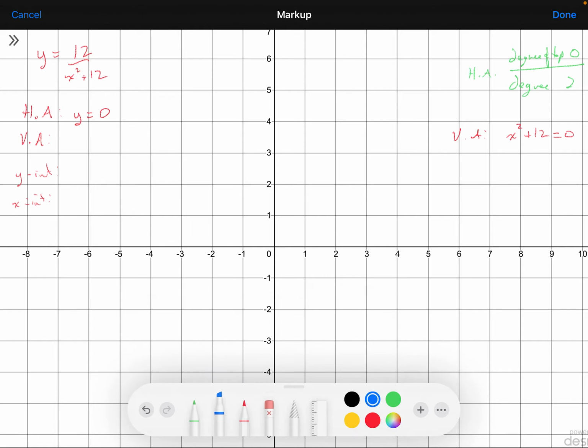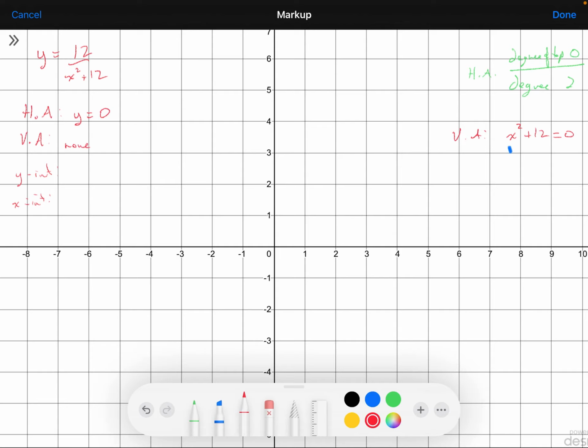Now let's go back to the original equation. Since any number x, when you square it, is a positive number, when is a positive number plus 12 equal to 0? Never. Since the positive number and 12 are both positive numbers, which are always greater than 0. So there is no vertical asymptote here. So I'm just going to put none.